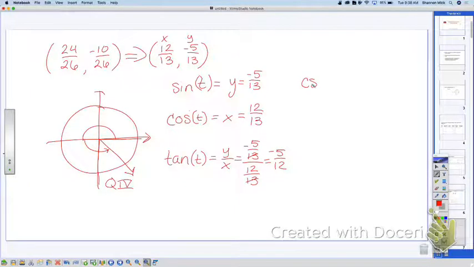Okay, so what function is the reciprocal of sine? Cosecant. You're getting there. Okay, so the reciprocal of y is 1 over y. Okay, so it's just the reciprocal. So the reciprocal of negative 5/13 is negative 13 fifths. Now that negative doesn't matter whether it's with the numerator or denominator, does it?